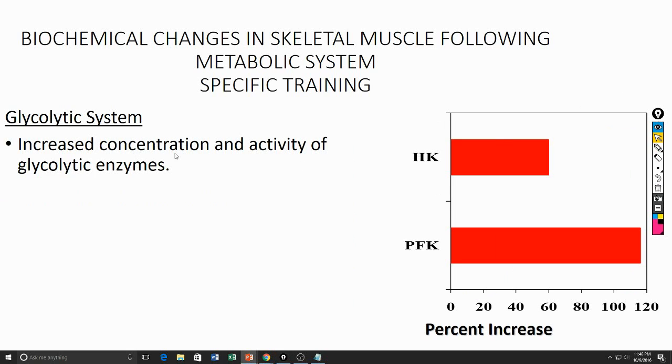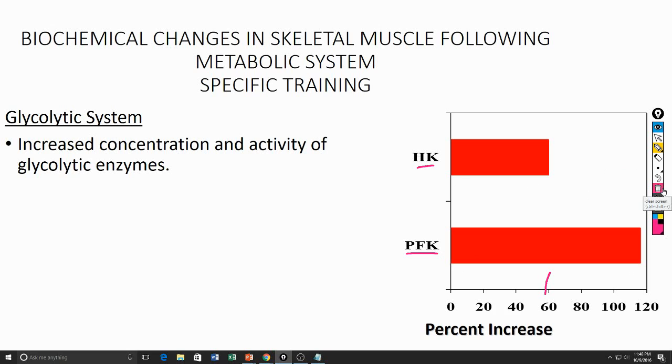Okay. Now we look at the enzymes which kind of govern glycolysis. HK is hexokinase, PFK is phosphofructokinase. Not super important, you know that, but with training, you see about a 60% increase in hexokinase and over 100% increase in PFK.